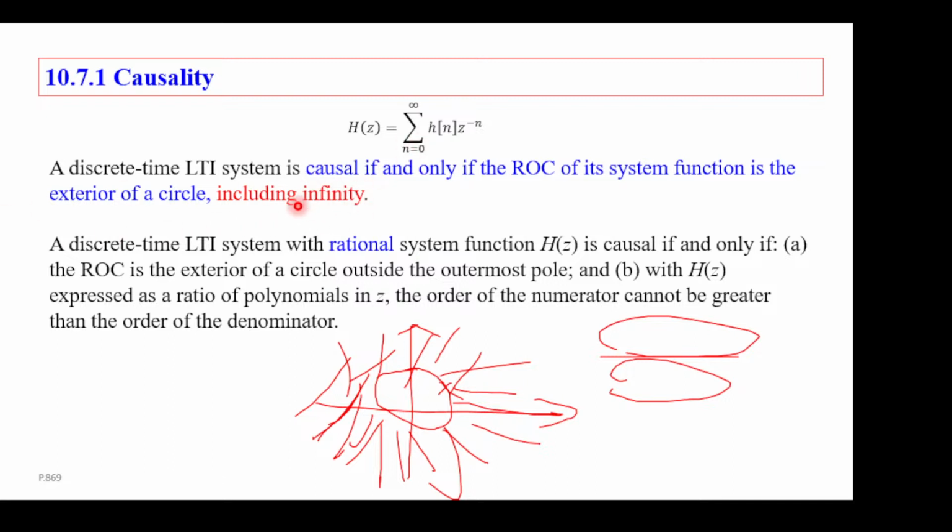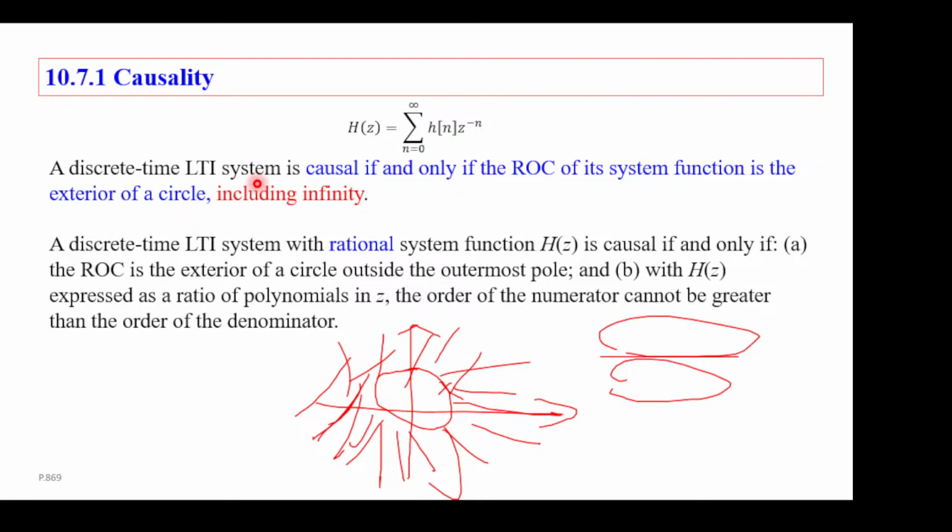If your ROC includes infinity, then you know that you cannot have a positive power here, right? If you have a positive power here, then as z goes to infinity, your positive power goes to infinity. So if you include infinity, then you don't have positive powers. So in this expansion you must sum only from 0, and that just means it's causal. Okay. So here we have a very rigorous derivation that this is causal if and only if the ROC is the exterior and includes infinity.